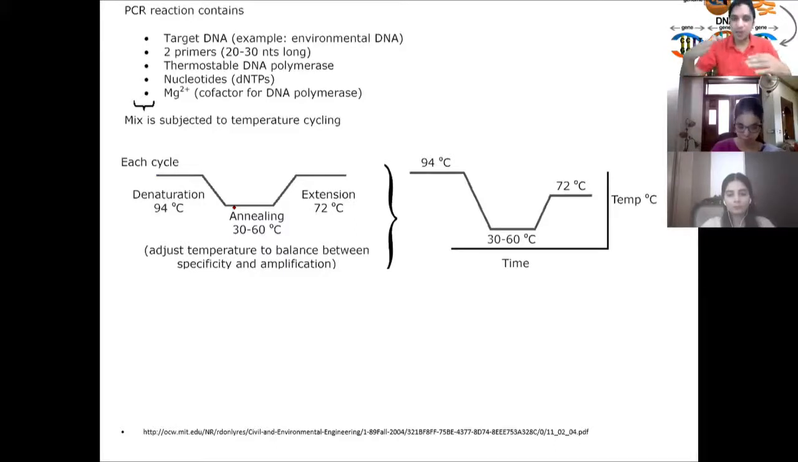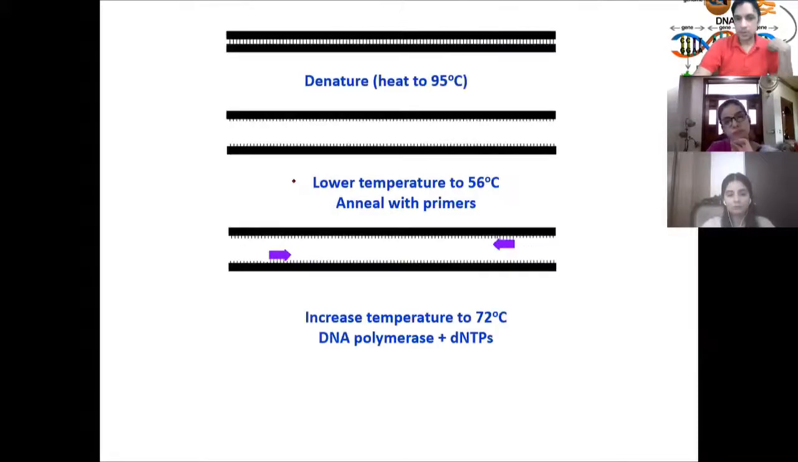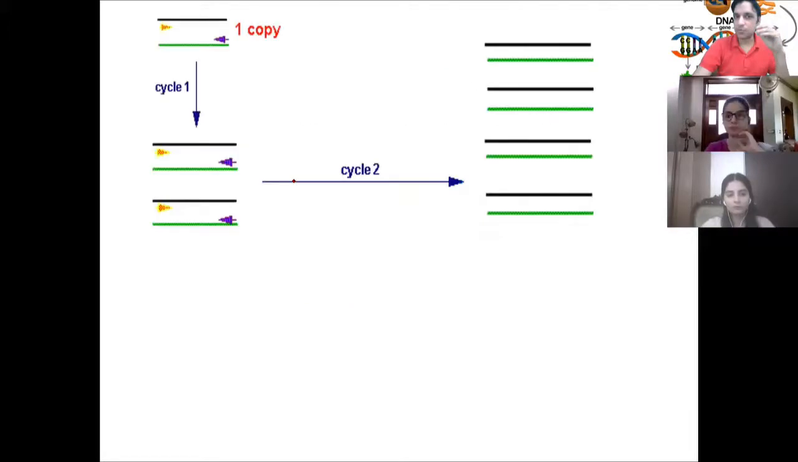Once the primer binding is done, you increase the temperature to 72 degrees, which is perfect for the thermostable DNA polymerase to start synthesizing the DNA. The primer will start synthesizing the DNA after that. And you repeat that cycle again and again in the same way to get the amplified PCR products. And from one single copy, you can have millions of them.